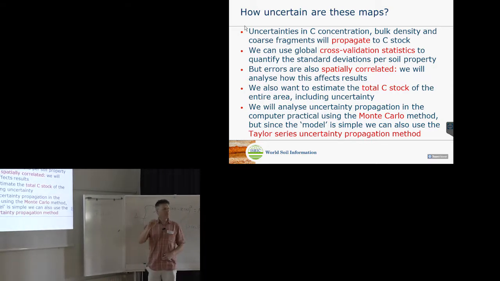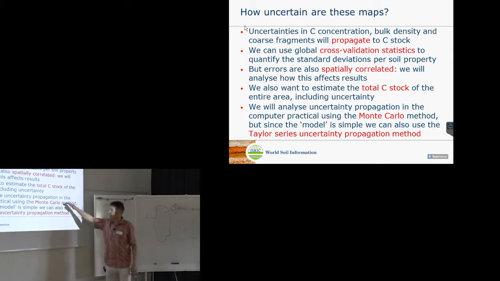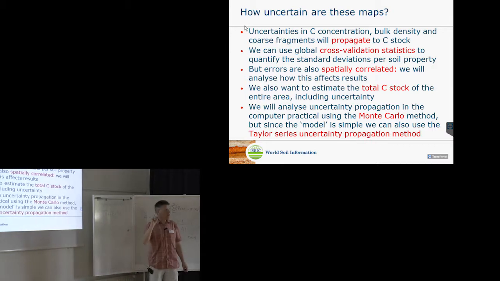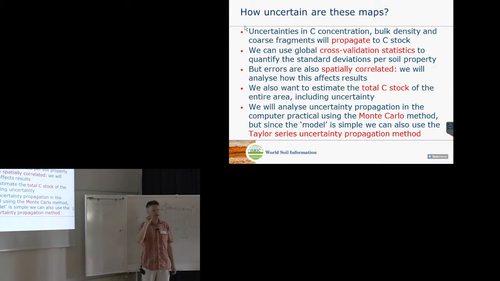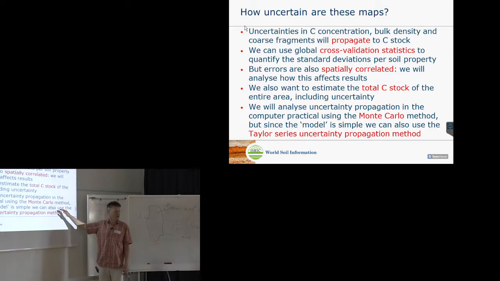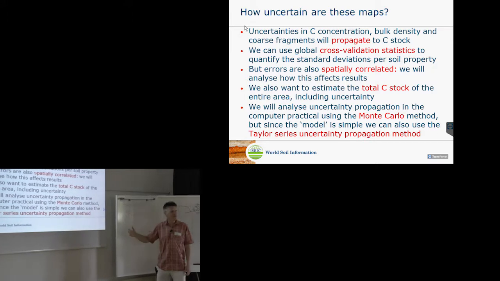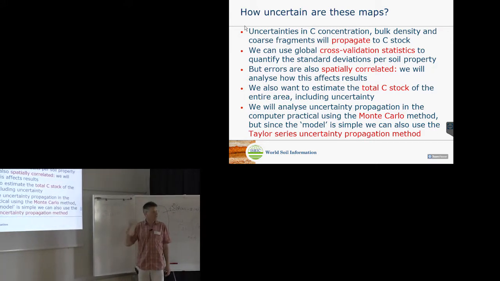And we not only want to predict the carbon stock at each grid cell, but also the average for that square area, with the uncertainty. Now, we will do that in the practical with the Monte Carlo method. But because this model is so simple, it's just multiplying three variables, one with another, we can also use a much faster uncertainty propagation technique, which is called the Taylor series method. I'll explain that briefly in a few slides, because it is also a technique that we will be using in the computer practical.